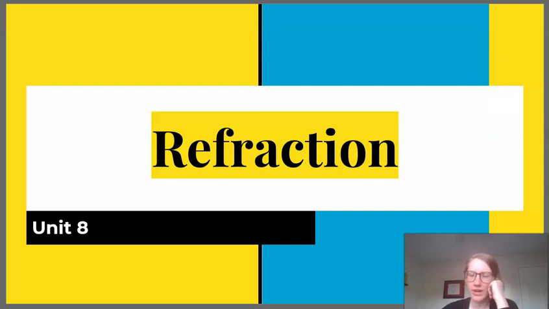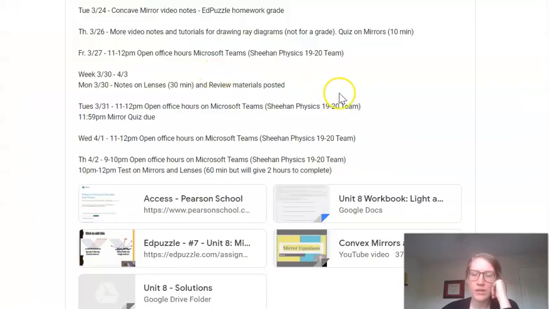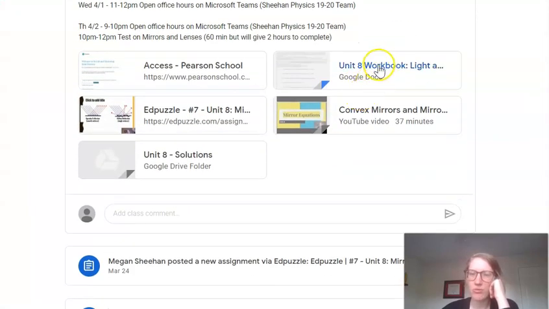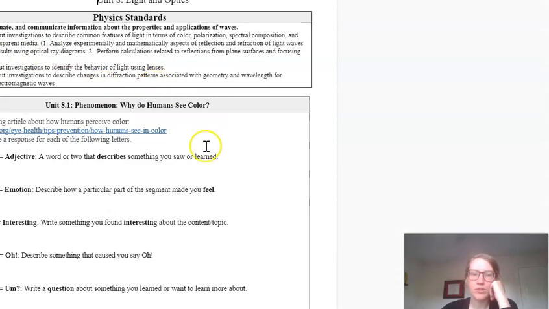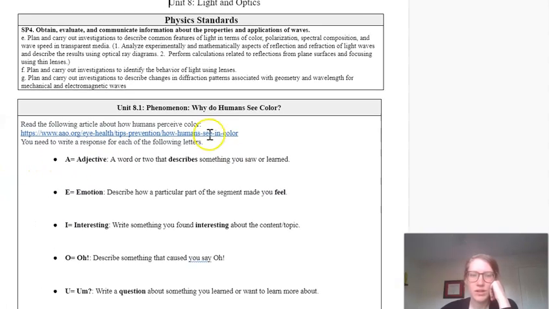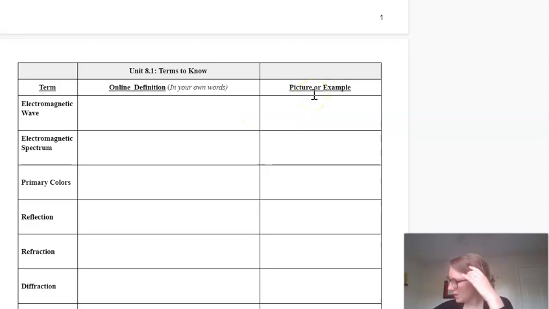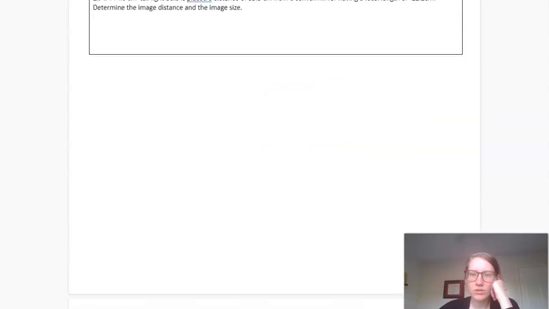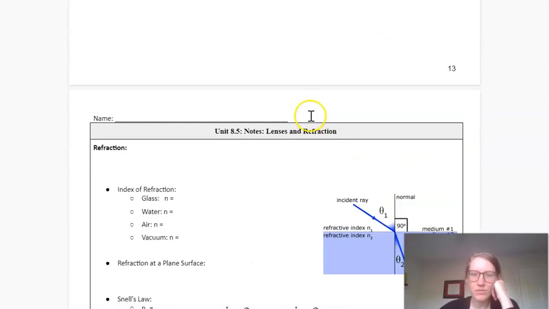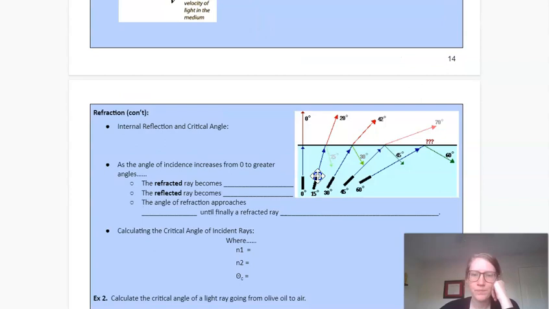Hey guys, so we're going to do refraction today. Again, your notes packet that you've been following along with cut off, I think, right before this section. So if you look in Google Classroom and you look at this workbook right here, attachment, then you should be able to find where we left off. I think it's on page 14. Page 14, so scroll all the way down. Page 14 is right here.